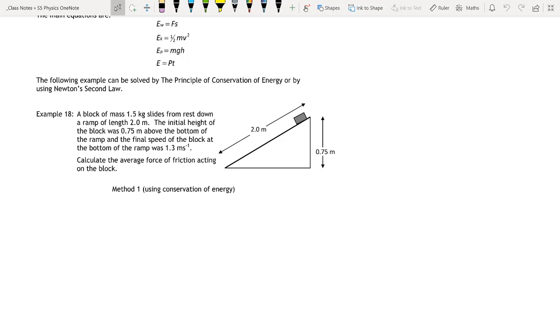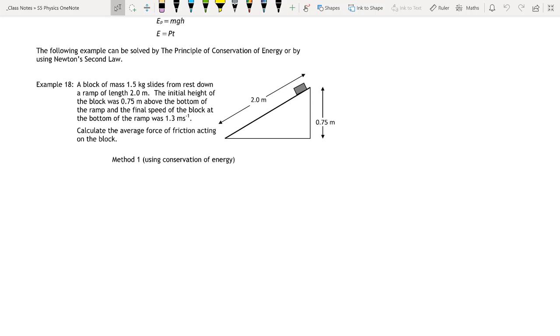So for this one, we want to find the potential energy at the start, at the top, and the kinetic energy at the bottom. There'll be a difference because there's friction. So that difference in energy will be the work done by friction. And then you use work done equals force times distance to find the force of friction. So this is a slightly more complicated part of third year physics, but it is third year physics.